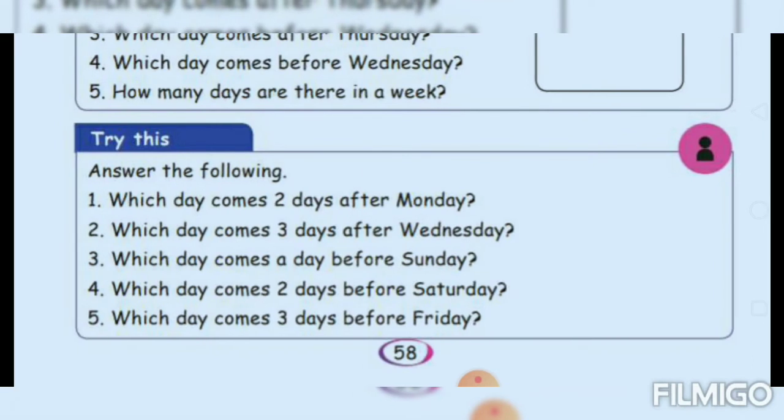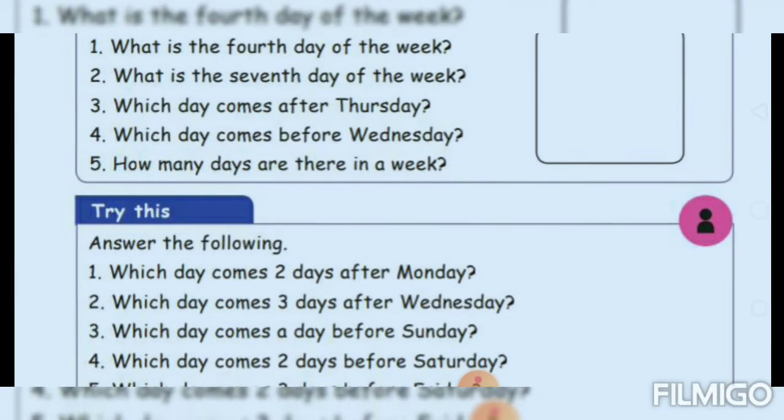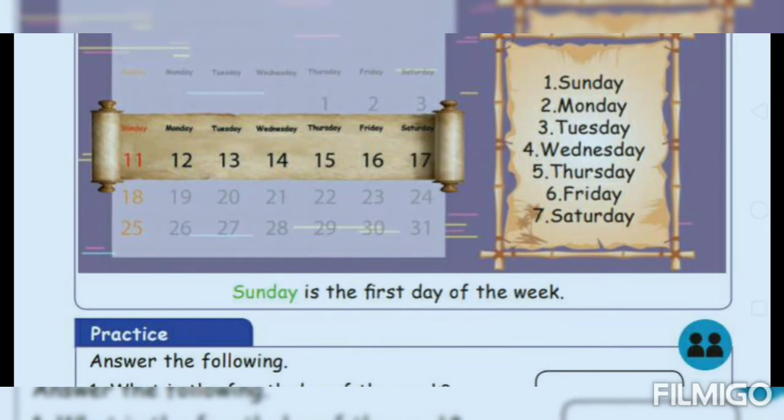Next, see some questions. Answer the following. First one: which day comes 2 days after Monday? See the image. Wednesday.